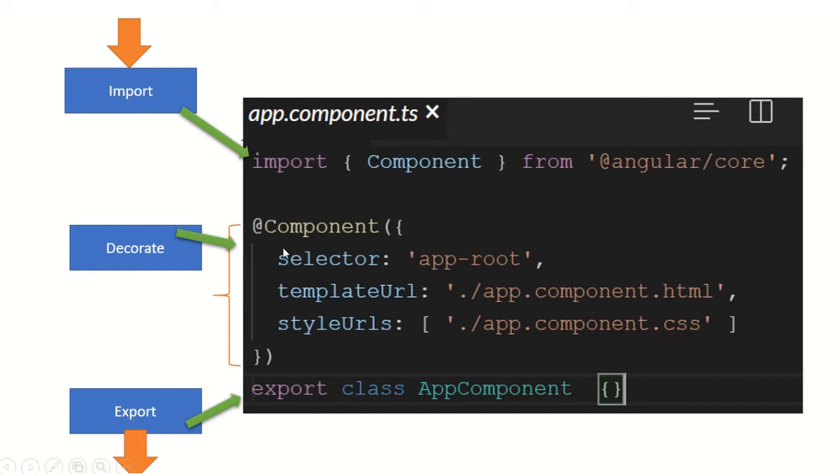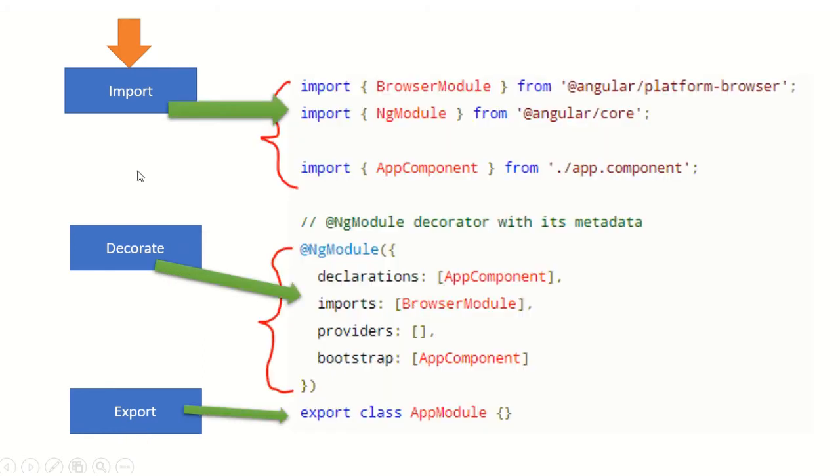In the case of a component, we are decorating using @Component. Similarly, for a module we are also doing the same thing. This is the app module, and we are decorating using NgModule, and these are the different declarations, imports, providers, bootstrap, everything is there. We are importing libraries. We can import different modules, components. So import, decorate and finally export. This is the rule of creating a module and component.